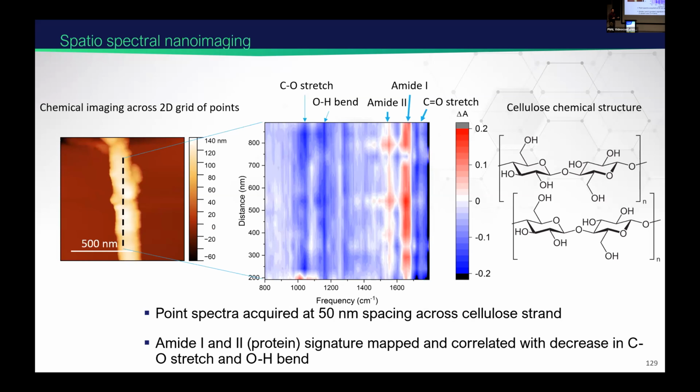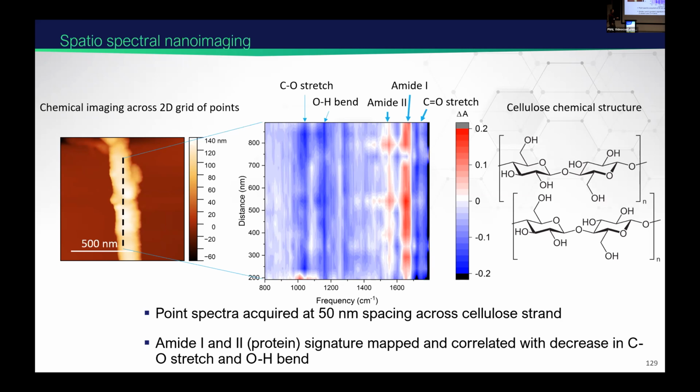And we can do this spatially resolved across this strand here. What I've done is capture an array of point spectra across this strand, and the spectra are stacked in the y-axis. The x-axis is the frequency axis, and we do this across about a micron section of this cellulose. Red is increase in absorption, and the darker, cooler colors are reduction in absorption.